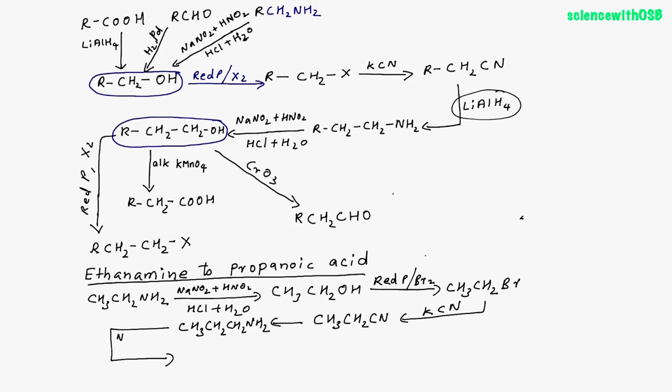Okay, what is that? NaNO2 plus HNO2 and HCl plus H2O. What will you get? CH3CH2CH2OH. And what is the last step? Add alkaline KMnO4. You will get the corresponding carboxylic acid. Correct, right? So what is that? CH3CH2COOH. Hope you understand. Learn this trick by heart, it will definitely help you solve a lot of conversions in organic chemistry.